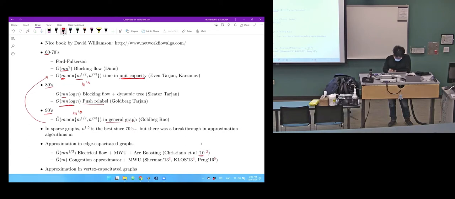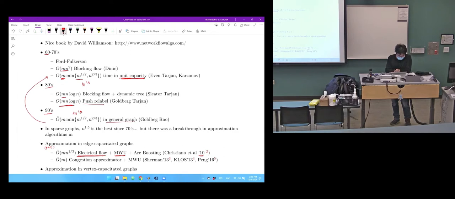Until like 2010, there was some breakthrough. The idea is to use multiplicative weight update together with some primitive that is called electrical flow or Laplacian solver. And they managed to break this down to m to the 1/3. So at least 1.5 is broken. But it's not perfect yet, and this is still a 1+ epsilon approximation.